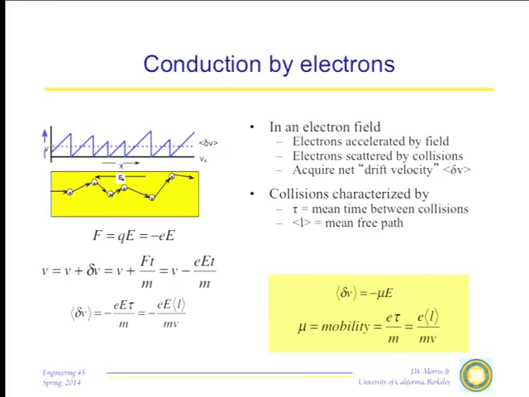If I call that L, then tau is just the expected value of L over the actual velocity of the electron V. What appears in this equation, this V, is not the incremental velocity, this is the basic velocity of the electron. So I can write this as eE tau over m, or eEL divided by mv. And those are the two equations.